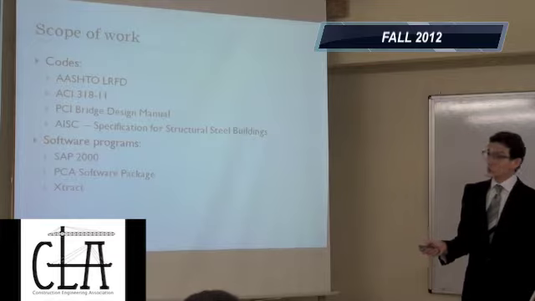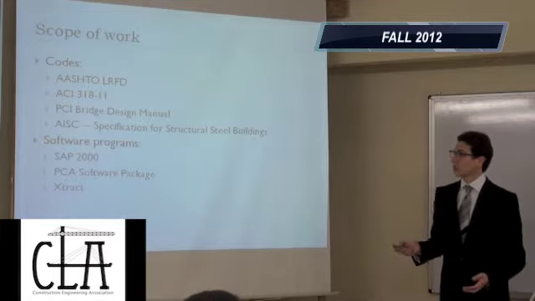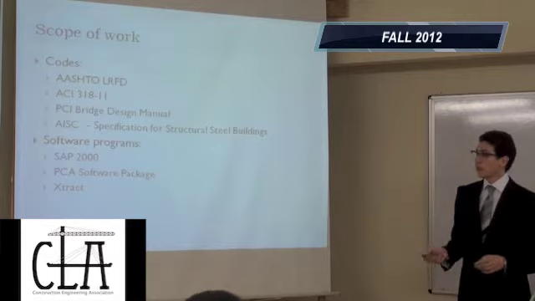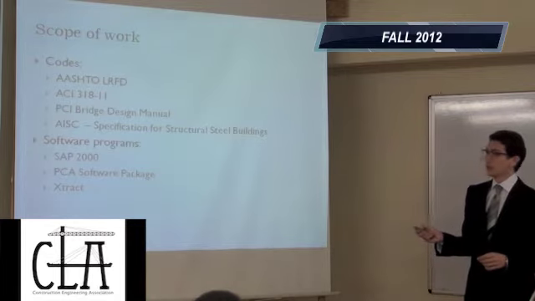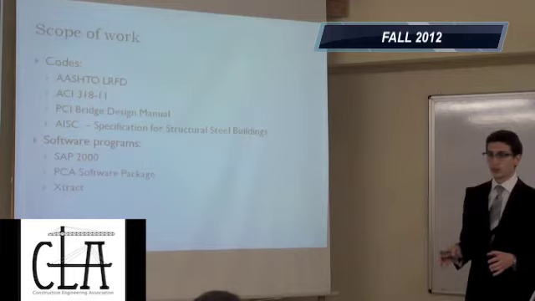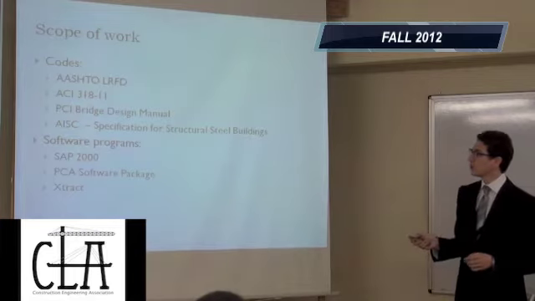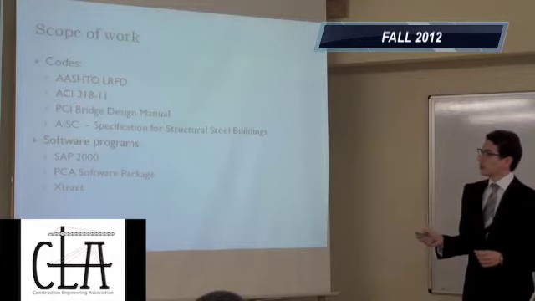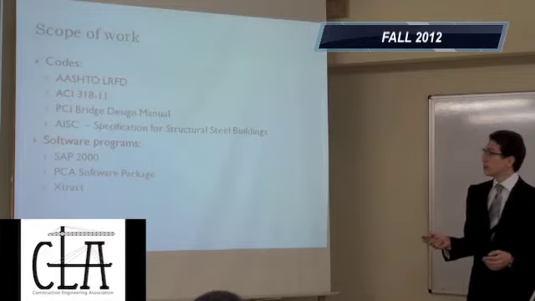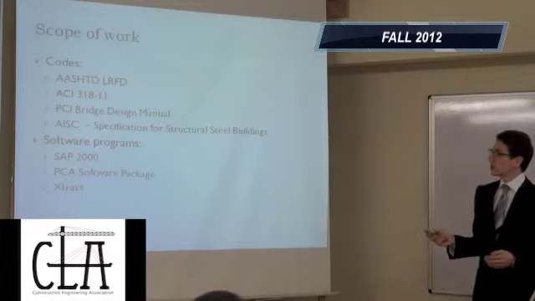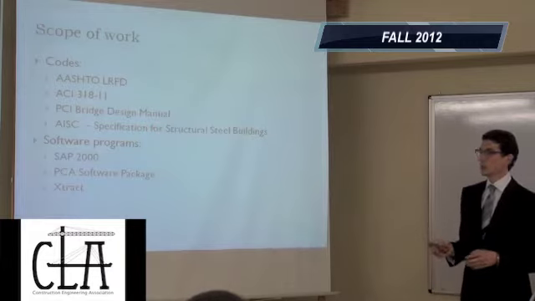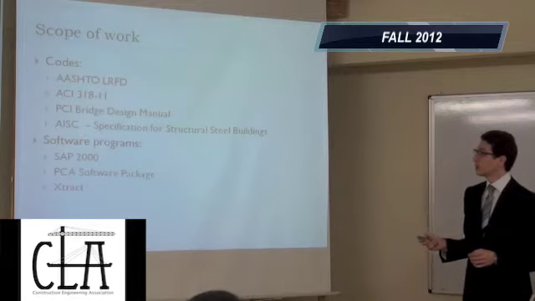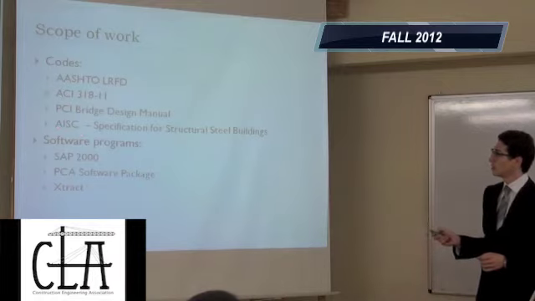In order to successfully design such a complicated structure, we have to adhere to some codes. We have the AASHTO LRFD for identifying the different load cases and the application of these loads on the bridge. The ACI 318 is mainly used for the concrete design elements. The PCI is similar to the ACI, but it's mainly concerned with pre-stressed concrete elements. And finally, the AISC, which is used for structural steel buildings.